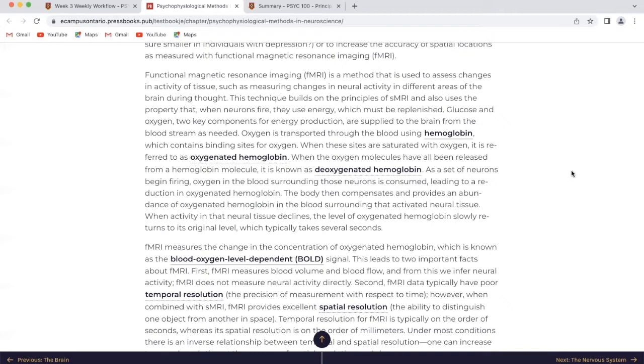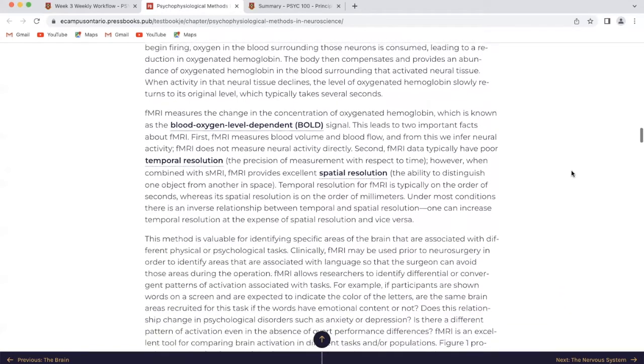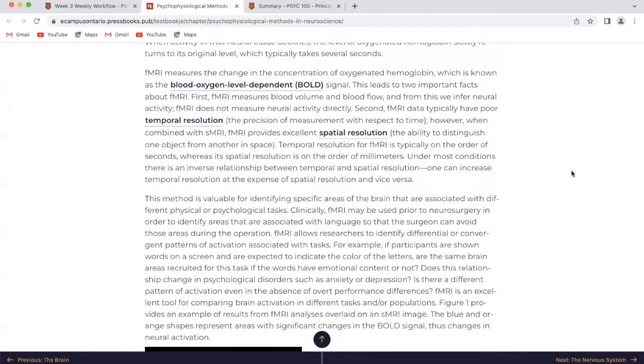As a set of neurons begin firing, oxygen in the blood surrounding those neurons is consumed, leading to a reduction in oxygenated hemoglobin. The body then compensates and provides an abundance of oxygenated hemoglobin in the blood surrounding that activated neural tissue. When activity in that neural tissue declines, the level of oxygenated hemoglobin slowly returns to its original level, which typically takes several seconds. fMRI measures the change in the concentration of oxygenated hemoglobin, which is known as the blood oxygen level dependent signal.